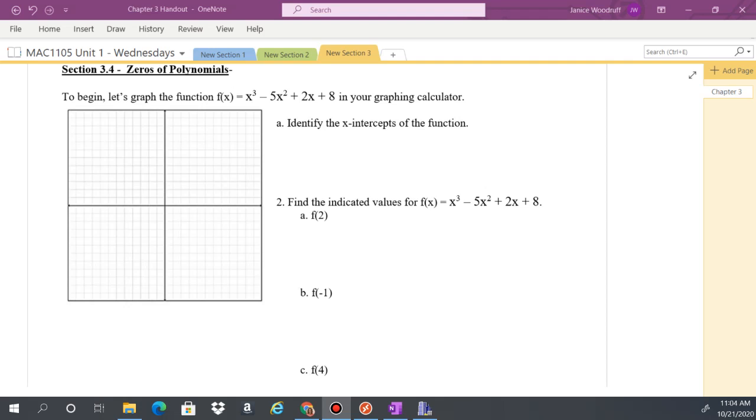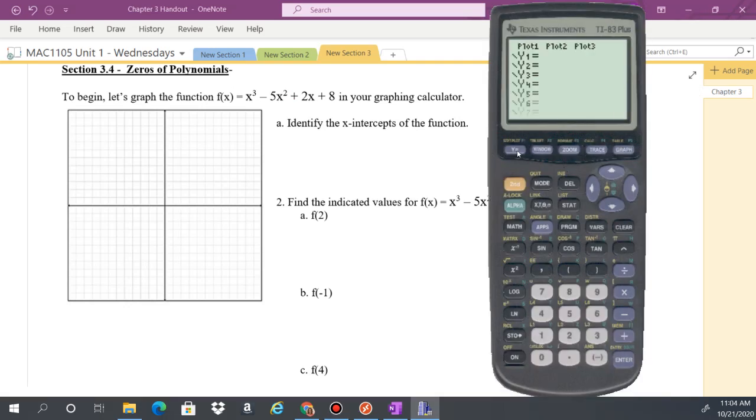Okay, 3.4, we are going to start with zeros of polynomials. So we're going to start with graphing. We're just going to do some activating some prior knowledge here. So let's graph this, just in our graphing calculator is fine.